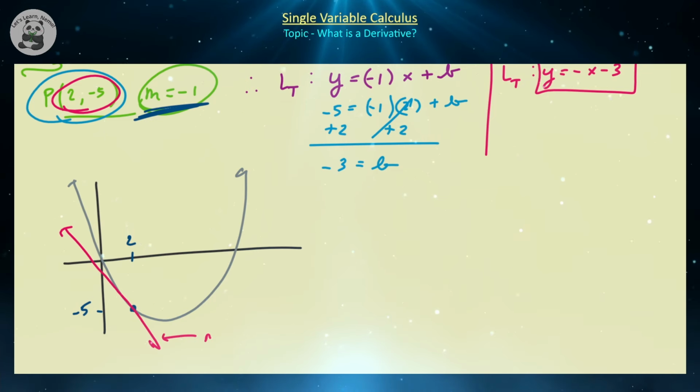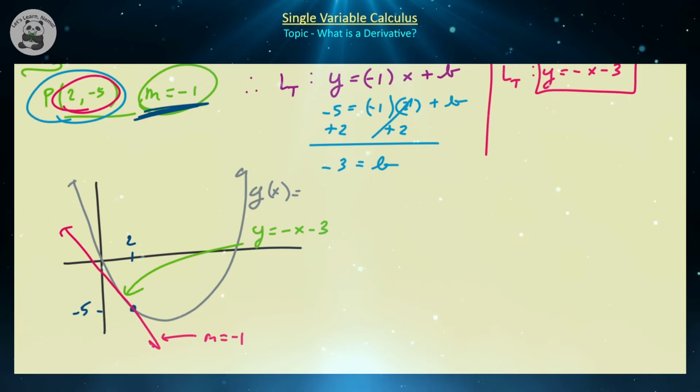And we've already found that the slope of this line is negative 1, and this particular line has an equation y is equal to minus x minus 3 for this particular relation g of x, which was given to be x squared minus 5x plus 1.